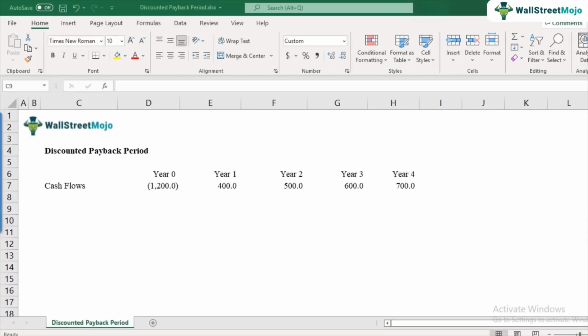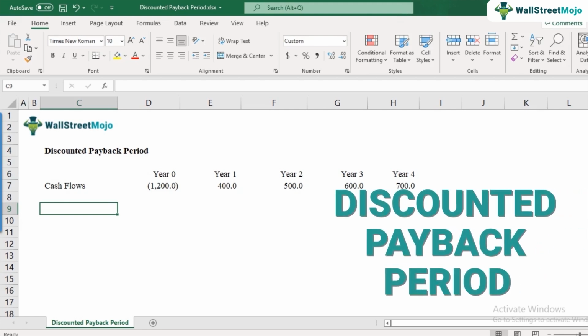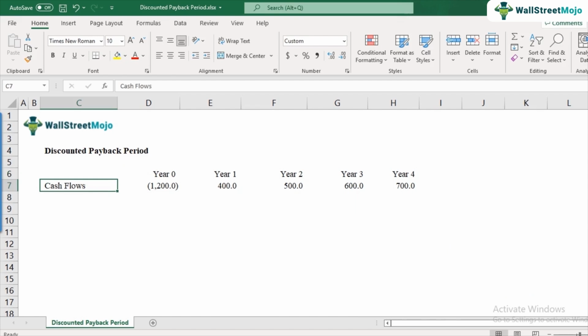Okay, so let's take this example to understand what a discounted payback period is. Let's assume that you have a project where you require some initial investment of, let's say, $1,200 in year 0. That's the initial investment. And this project yields $400 in year 1, $500 in year 2, $600 in year 3, and $700 in year 4. So this is a typical project, and no other expenses as such.